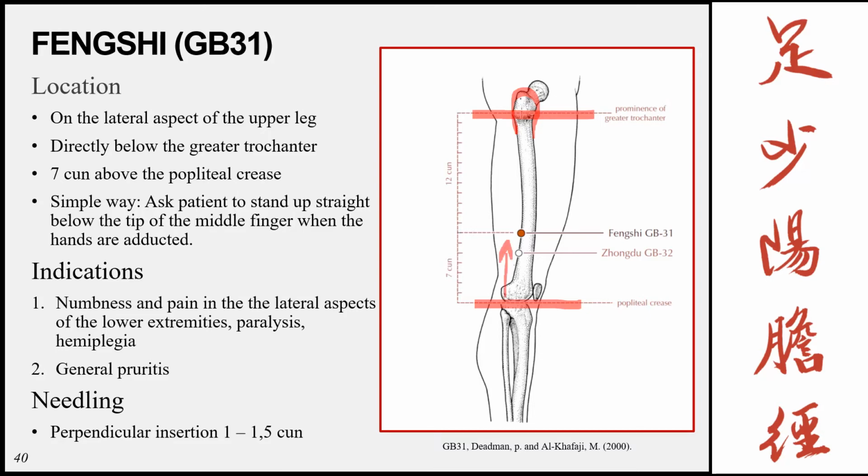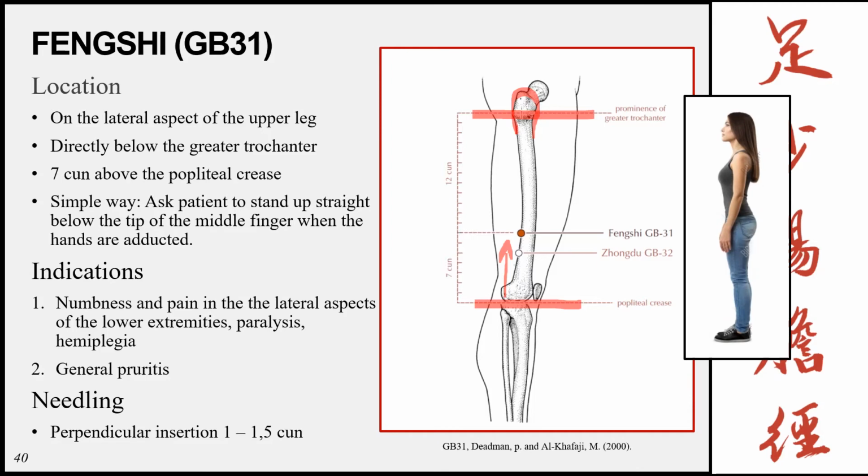The simple way we find this point is we normally ask the patient, either if they're standing or lying on their back, to reach their hands down at their sides. The point where the middle finger touches on the leg is this point. If you look at the image here, it illustrates what I've just said. The indications: this point can be used for numbness and pain of the lateral aspects of the lower extremities. It can also be used for paralysis and hemiplegia.